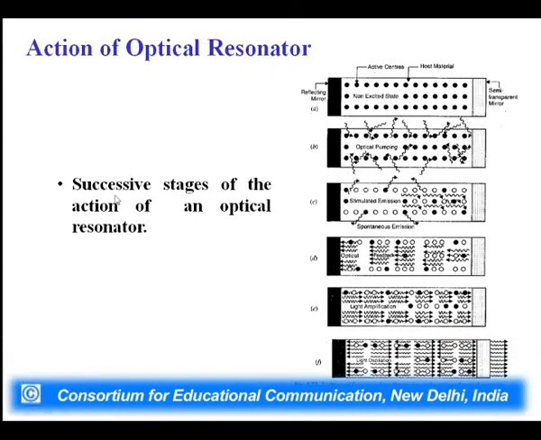Here we see the diagram showing the successive stages of the action of the optical laser. This is the first stage, with the active medium in this cavity. This is the reflecting mirror and this is the semi-transparent mirror. The active centers are defined here in the non-excited state, and the host material is in between in the cavity.